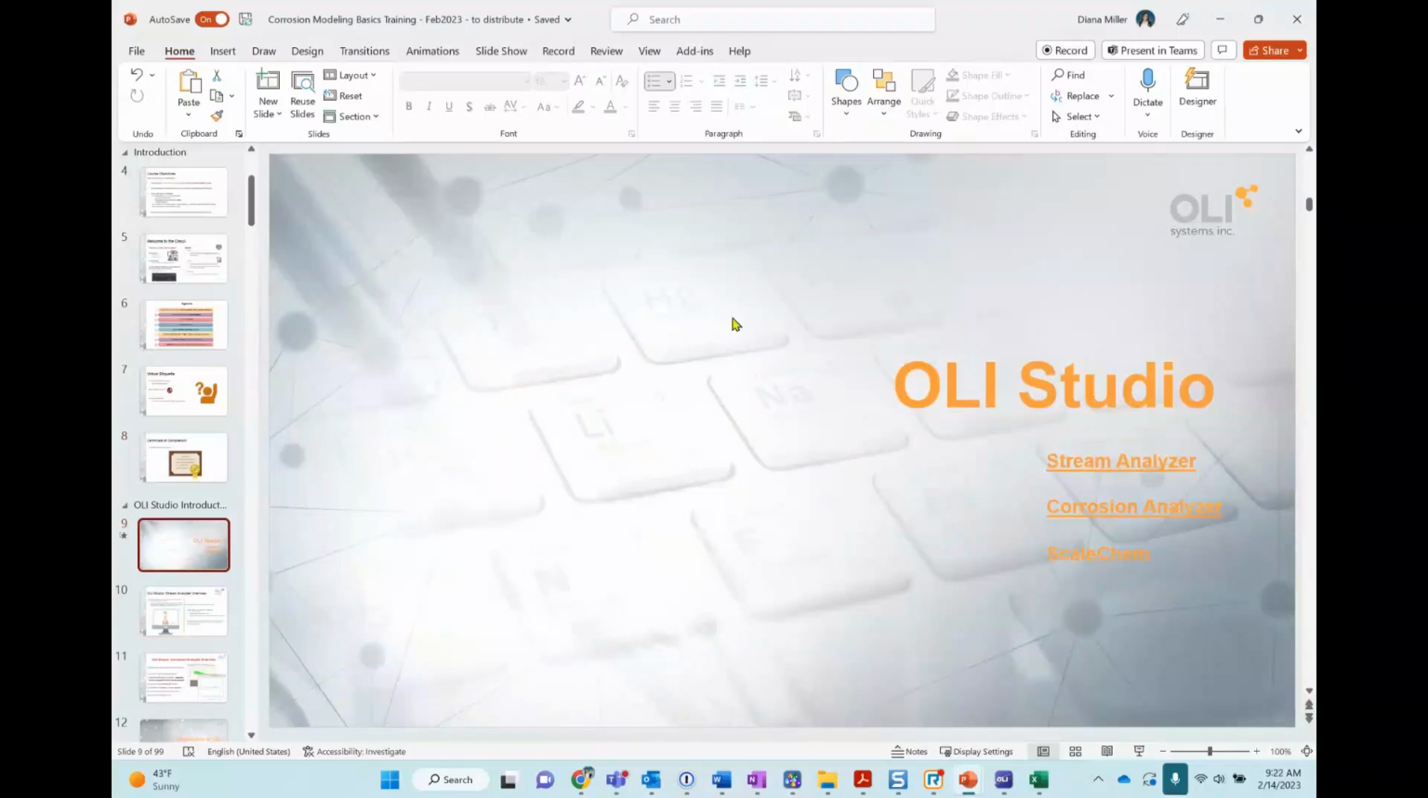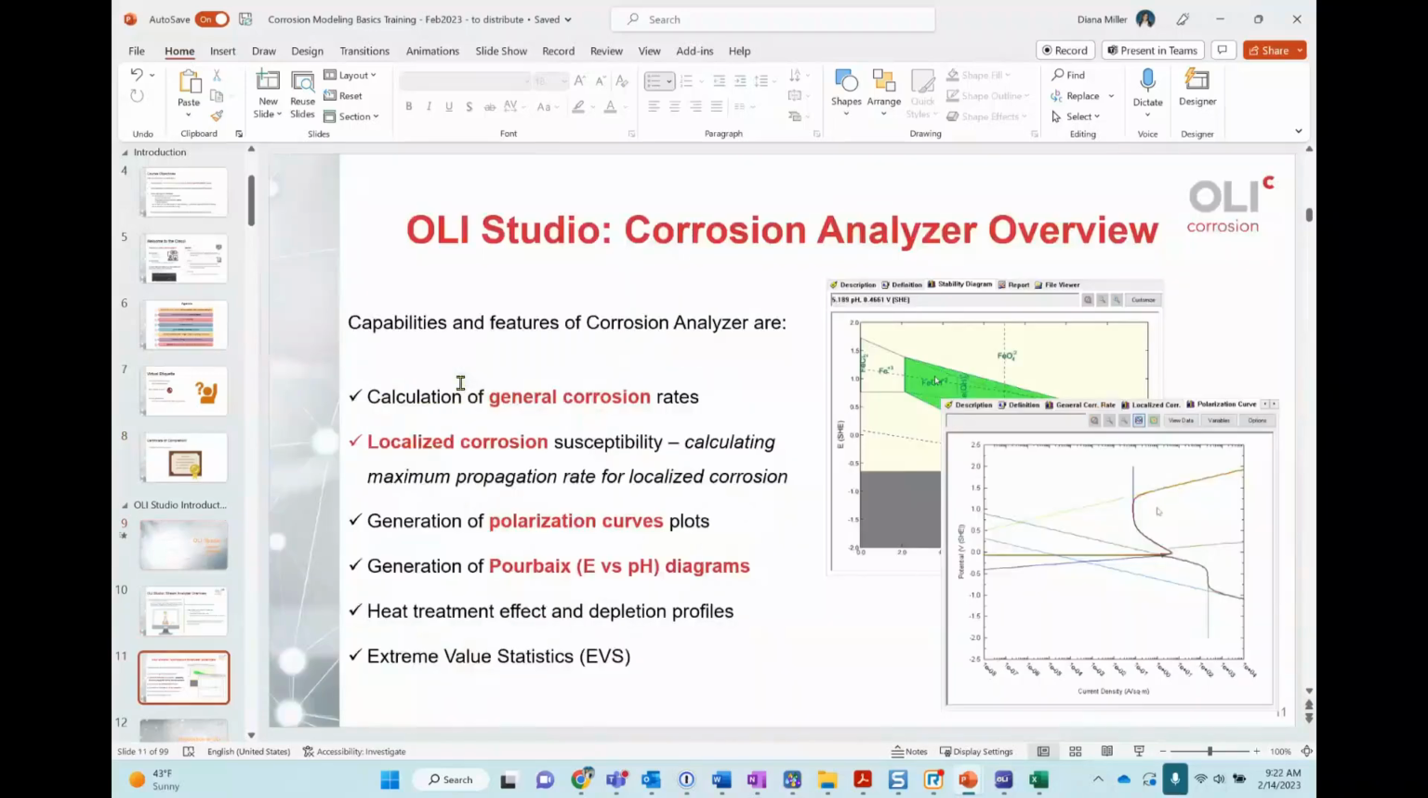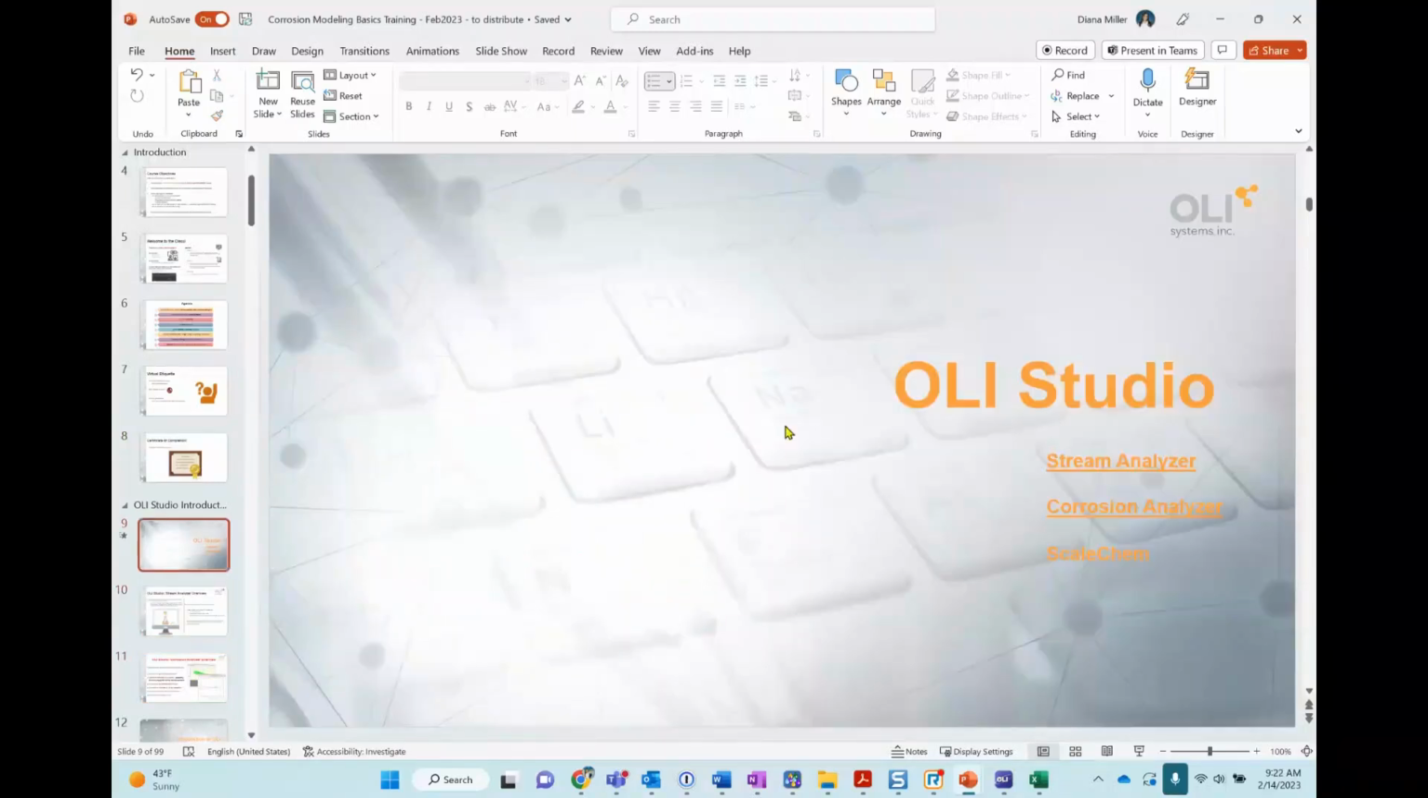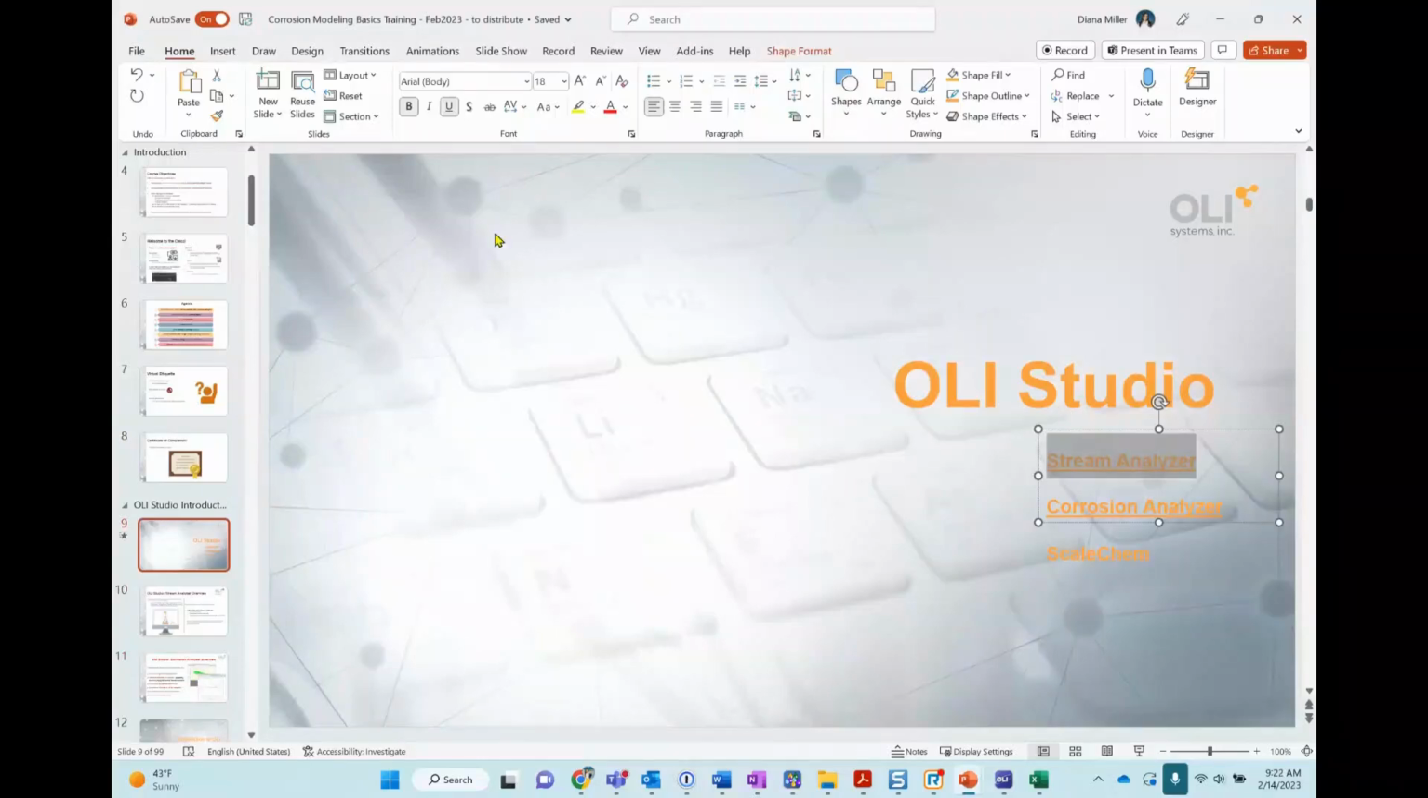And I already talked a little bit about the OLI Studio. The OLI Studio is a suite that has 3 different environments or add-ons. The Stream Analyzer is very important for understanding the properties of streams, of a water and oil and gas analysis that you have, when you want to understand pH, conductivities, what happens if temperature changes, etc. All of these studies you do in the Stream Analyzer.